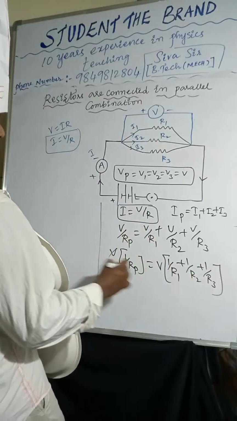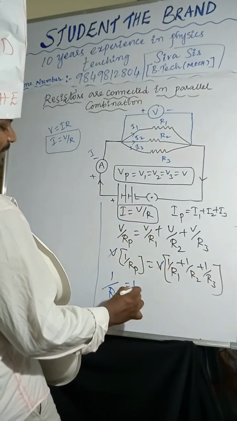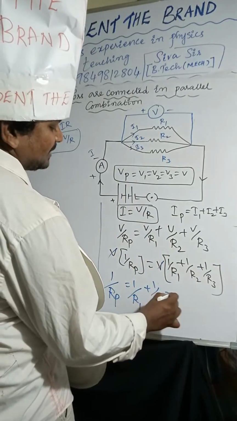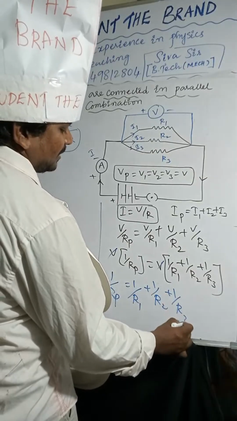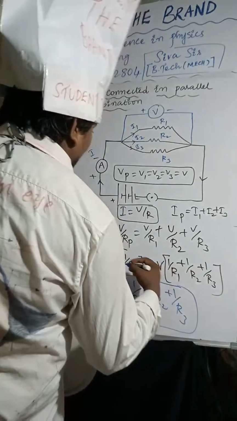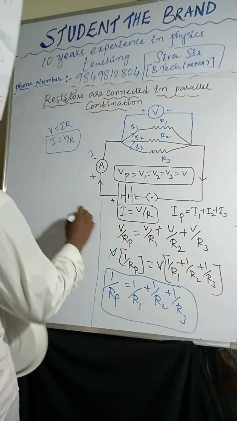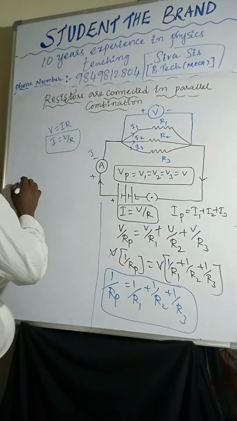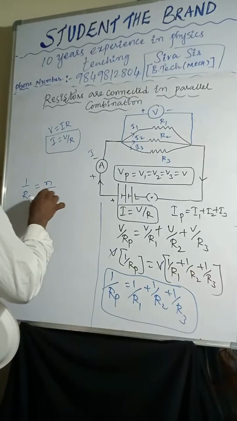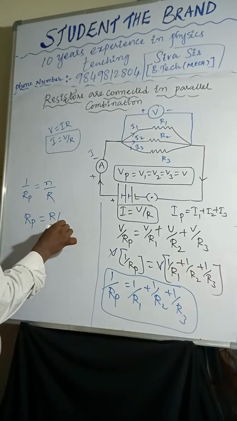So V gets cancelled. 1 by RP equal to 1 by R1 plus 1 by R2 plus 1 by R3. If n number of resistors are connected in parallel combination, then 1 by Rp equal to n by R, so Rp equal to R by n. Very important.